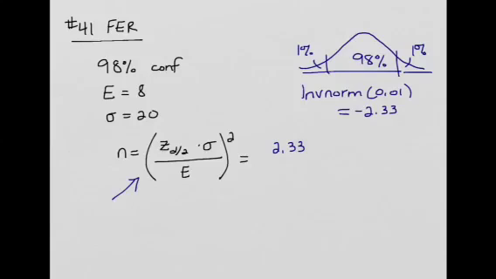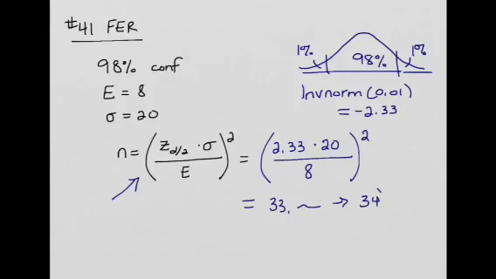The standard deviation was given as 20 in the problem, over the margin of error, which is 8. And we square that whole thing. That turns out to be 33 point something, and I make that a 34. And that's how you do those 3 problems.